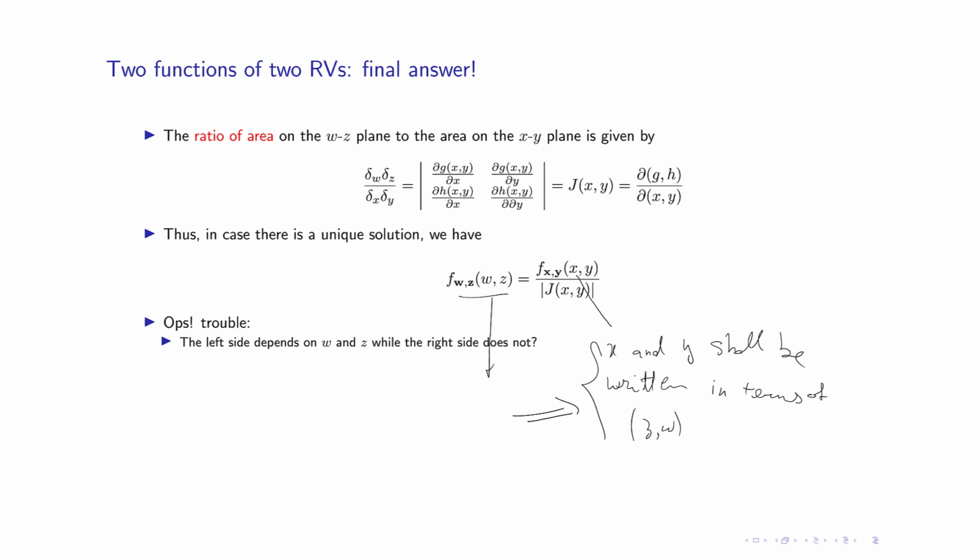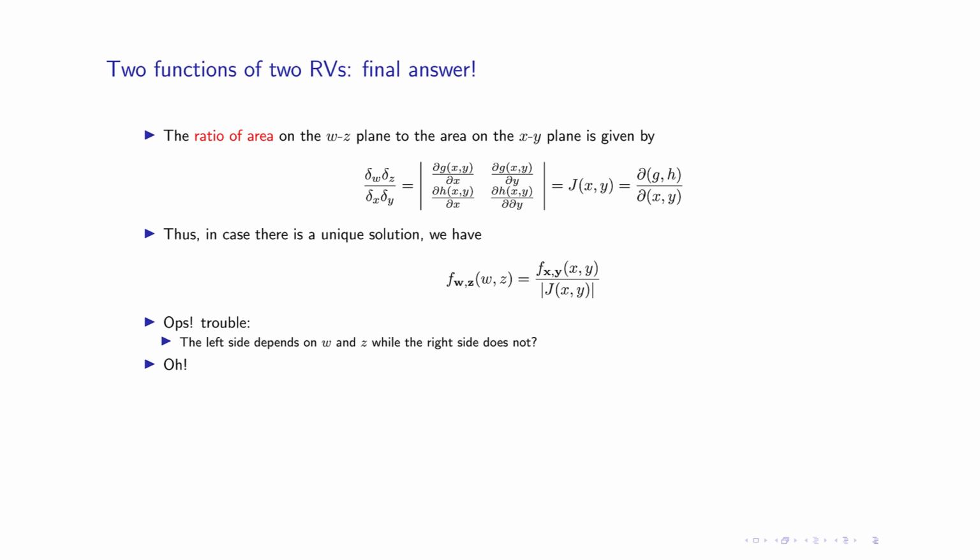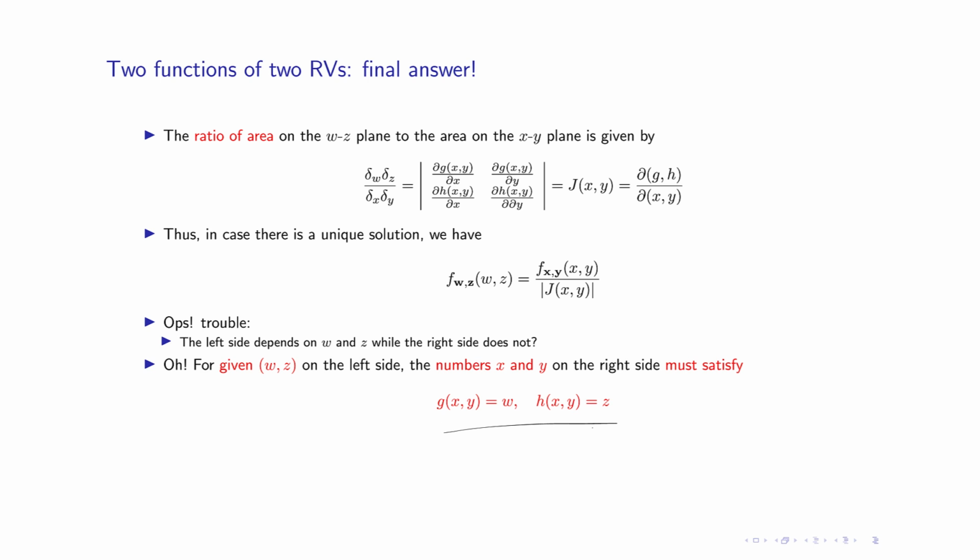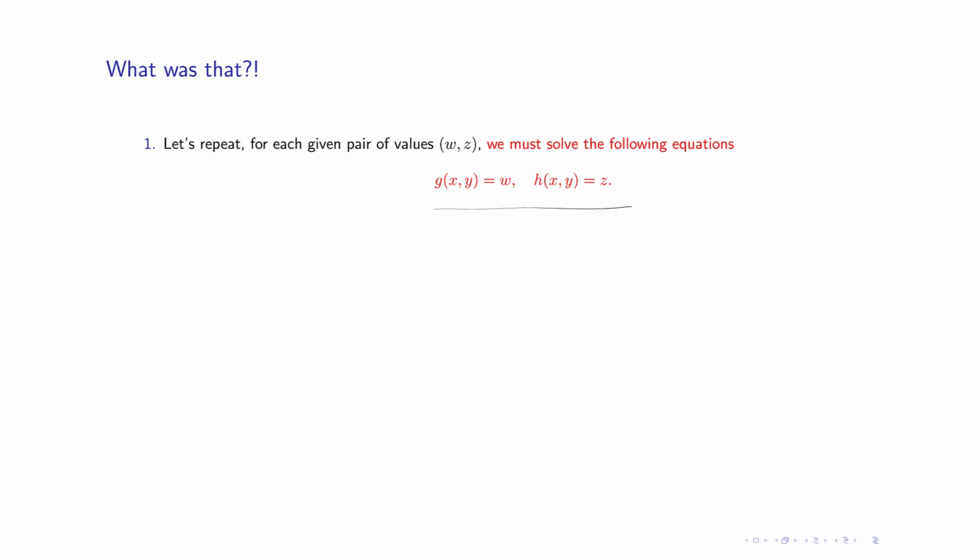The first step is to solve the set of two equations. We must solve this and find the values of X and Y. So what are the values of X and Y which satisfy this set of equations? This is the trick. So we must solve the following equations. This is the first step.